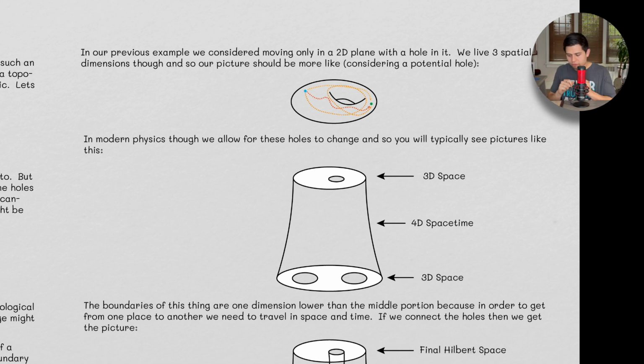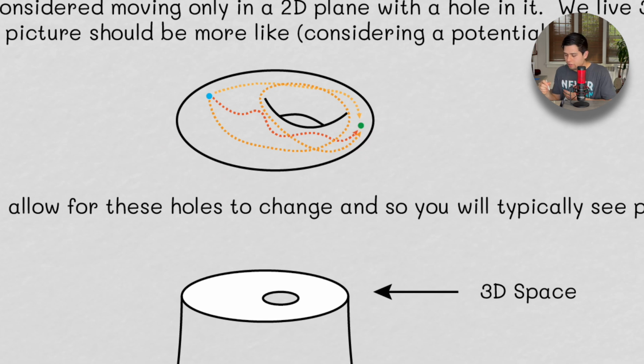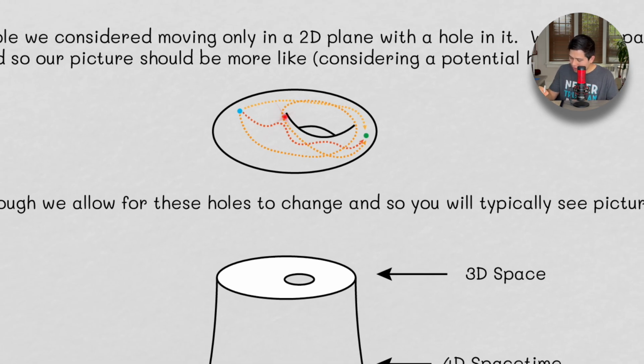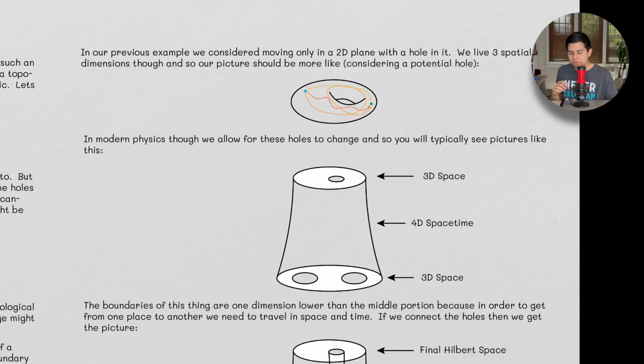So in our previous example, we considered moving only in a 2D plane with a hole in it. So we live in a three-dimensional space, though. So we're not really moving in 2 dimensions. We actually live in 3 dimensions, and so our picture should be more like this right here, right? Where we have some object that's 3-dimensional, and if we want to get from point blue to point green, we could take any one of these paths, but we have to avoid the hole. Okay, we don't want to fall in a hole, right? That's not good for us. So again, the holes are going to be important here. The number of paths really sort of depends on how many holes are in this space, okay? So in modern physics, now we have to abstractify our mind a little bit.